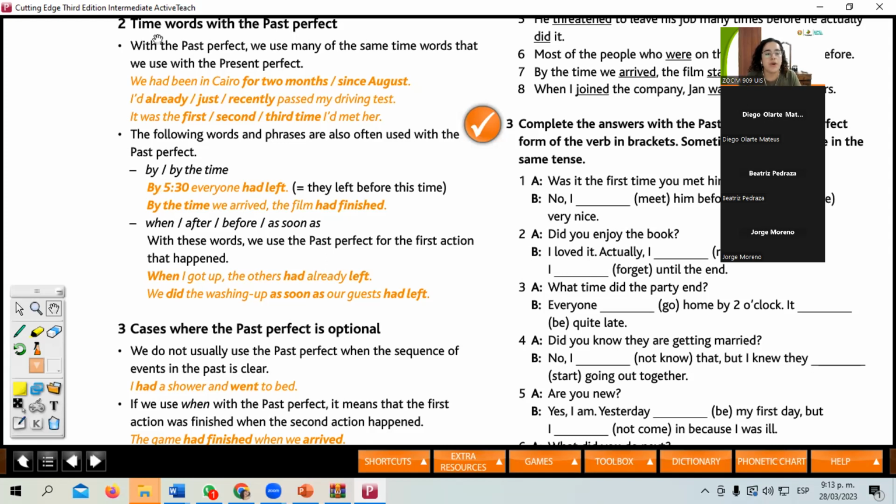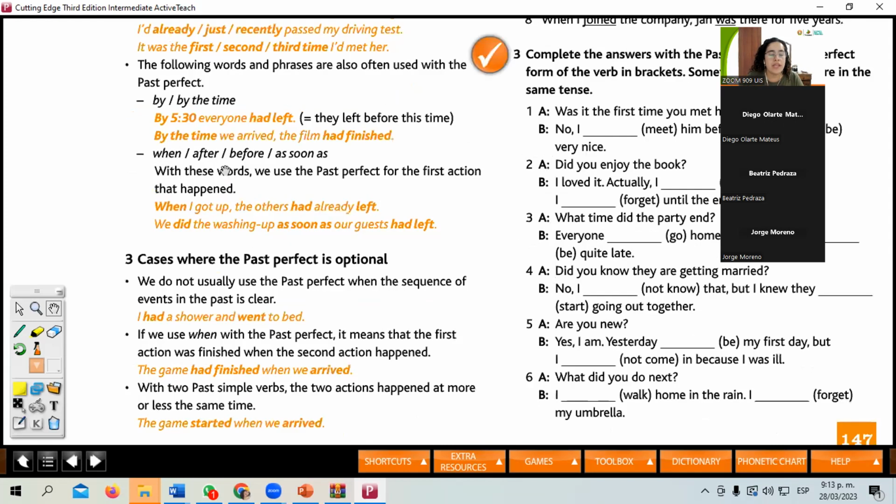By 5:30. O by the time we arrived, para el momento en que llegamos, the film had finished. La película había terminado. Entonces, la película terminó antes de que llegáramos. All right? This is very common in past perfect. By the time or by.